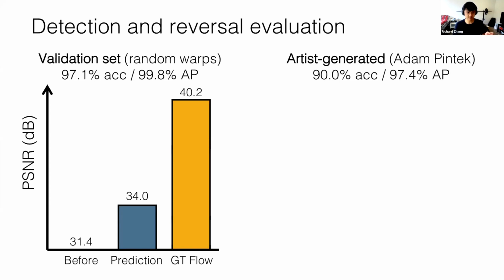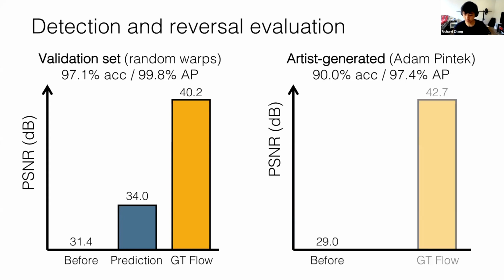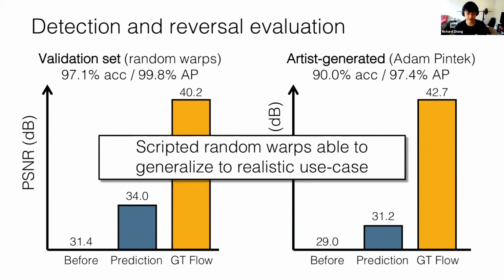So there's a drop off between the random warps and the artist generated content, but notice that this is way above chance. This is way above 50% or the 53% Turk test, which indicates that we indeed got some generalization. And if we run the same test on our reversal, we see that we're able to make up the ground, less ground than before. But again, we got some generalization.